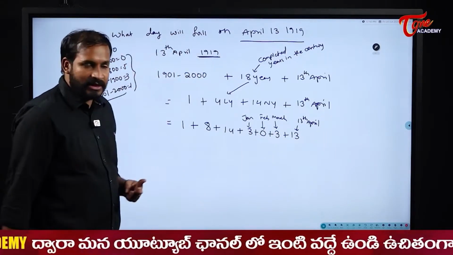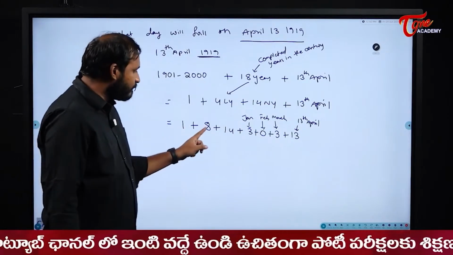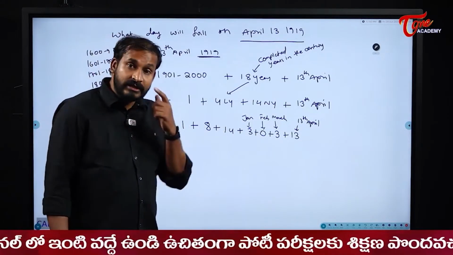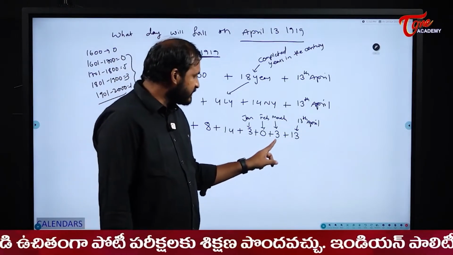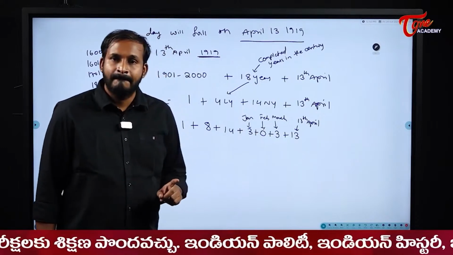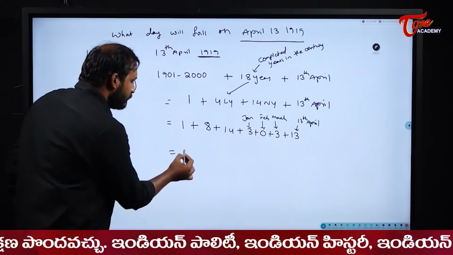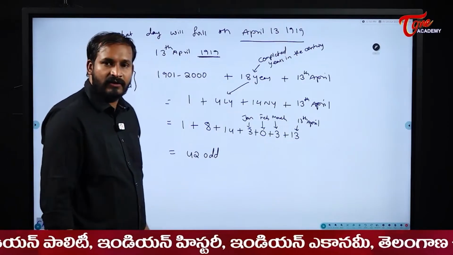So two ways you can do here, students. The first method is add everything. When you add 8 plus 1, it becomes 9, 9 plus 14, 23, 23 plus 3, 26, 26 plus 6, 29, 29 plus 13, 42. 42 odd days. Will we have 42 odd days? No sir, we will not have 42 odd days.